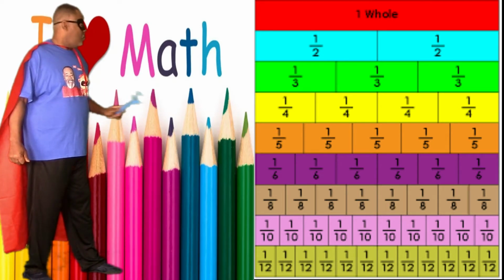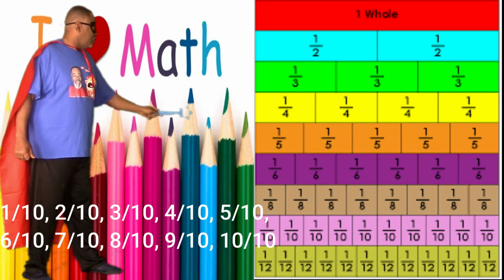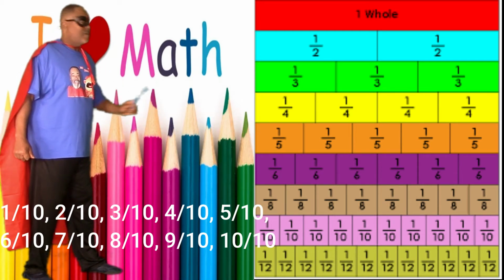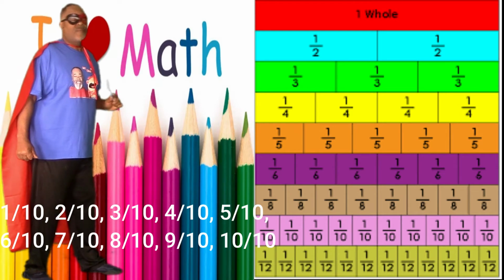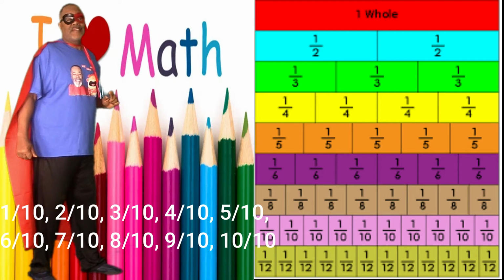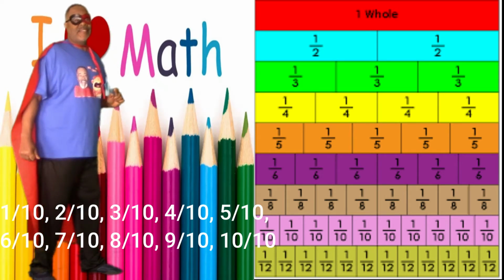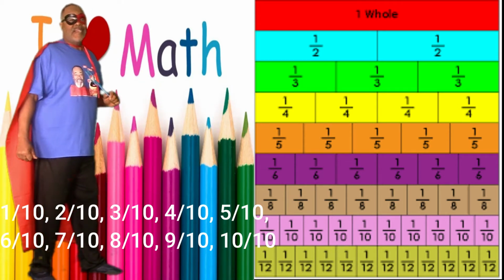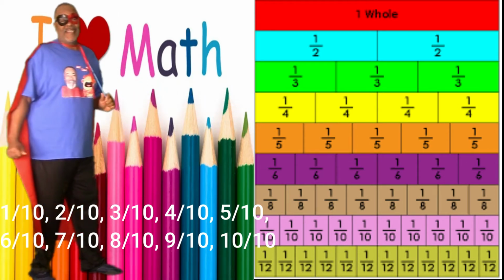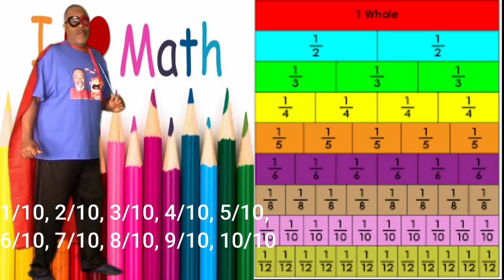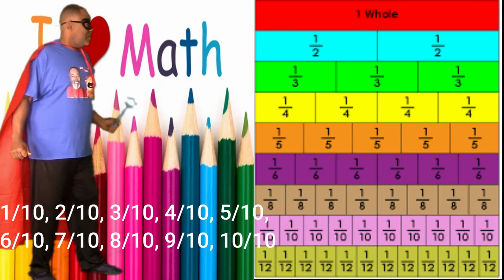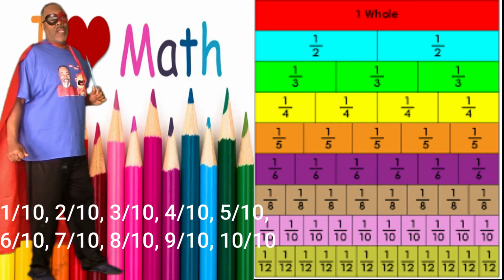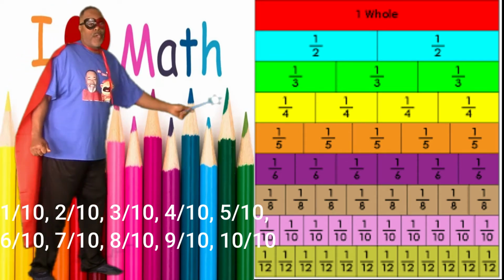Are you ready? 1/10, 2/10, 3/10, 4/10, 5/10, 6/10, 7/10, 8/10, 9/10, and 10/10. Again, the denominator never changed. It was tenths all the way. The only thing that changed was the numerator.